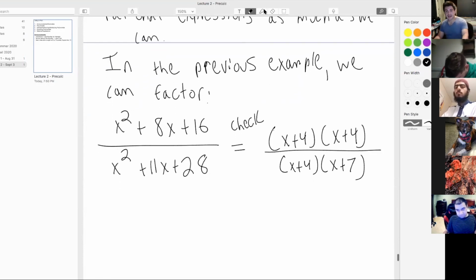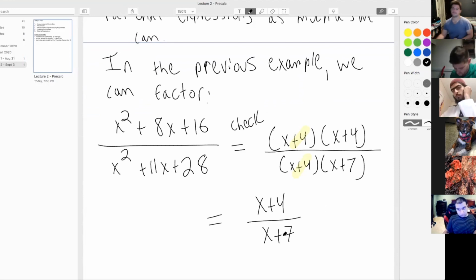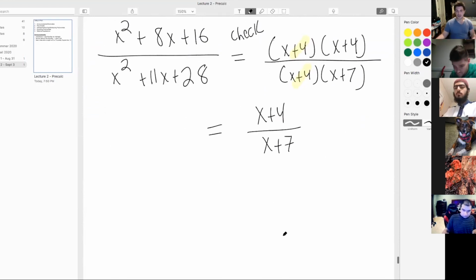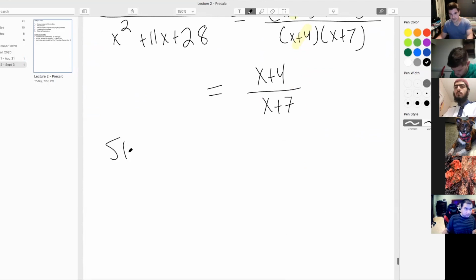And now we get some nice cancellations. The x plus 4 in the top and bottom will cancel. And this will equal x plus 4 over x plus 7. Okay, so we have simplified this rational expression. Good. So that's pretty much what we'll be doing, and here are the steps.